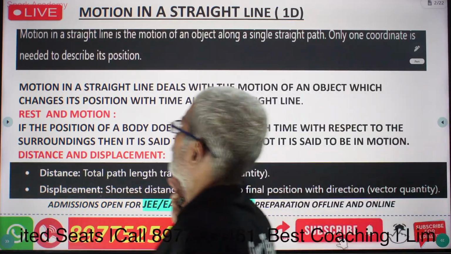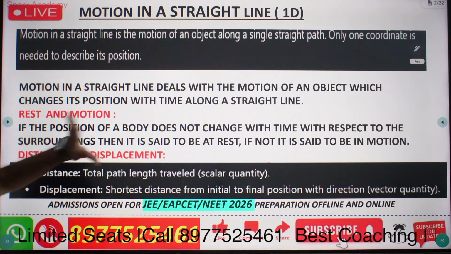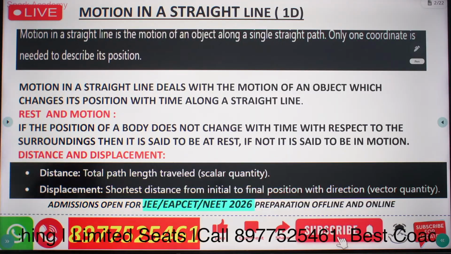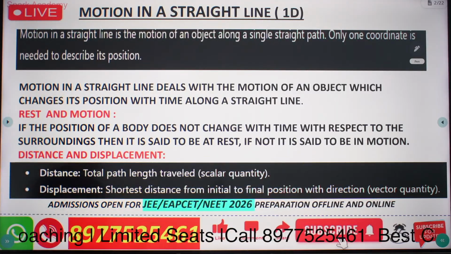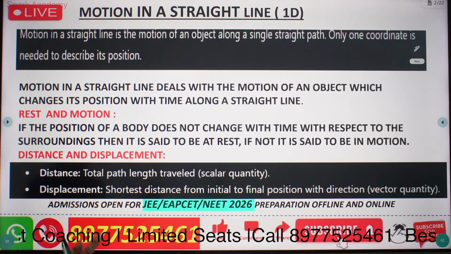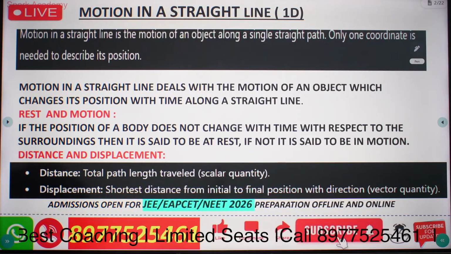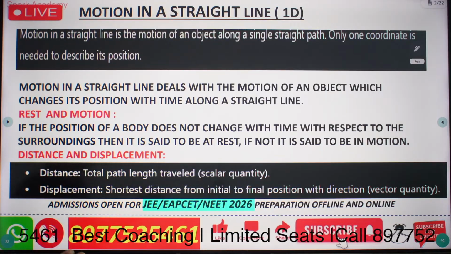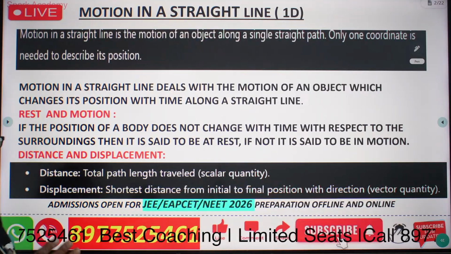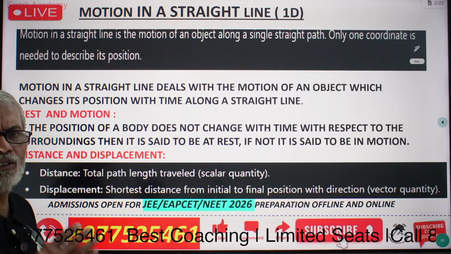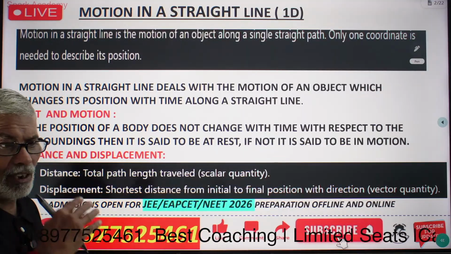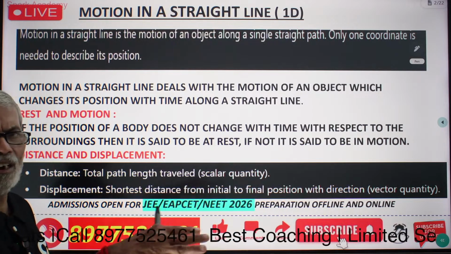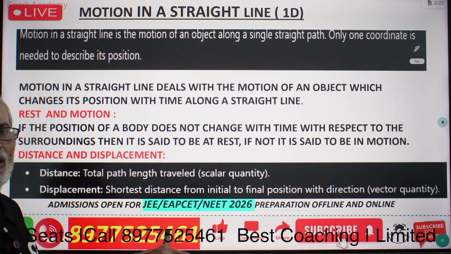Now all these are just definitions. Motion in a straight line is the motion of an object along a single straight path. Only one coordinate, either x or y or z, is enough. Motion sometimes starts from rest. In a numerical problem, when it is written starting from rest, it means the initial velocity is 0. When it comes to rest, retardation takes place; comes to rest means the final velocity is equal to 0.